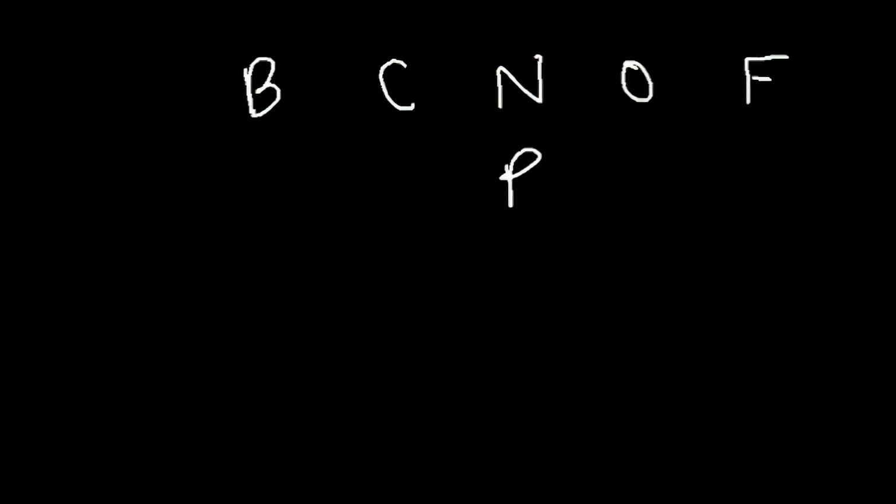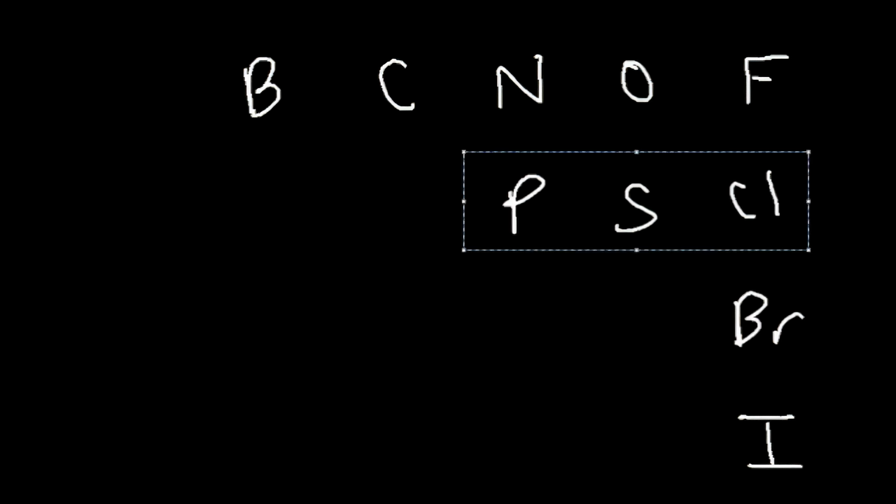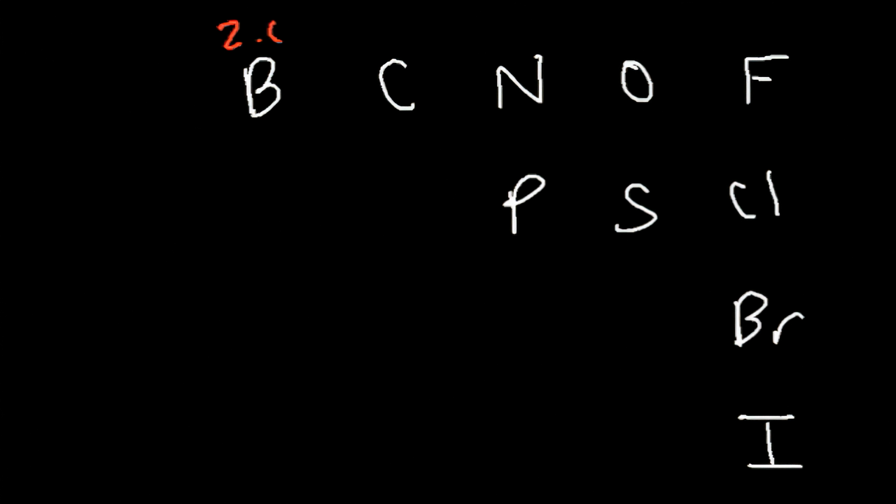So let's go over some common electronegativity values for elements like boron, carbon, nitrogen, oxygen, fluorine, phosphorus, sulfur, chlorine, bromine, and iodine. The electronegativity value for boron is about 2.0. For carbon, it's 2.5. For N, it's 3.0. For O, it's 3.5. And for fluorine, it's about 4.0.